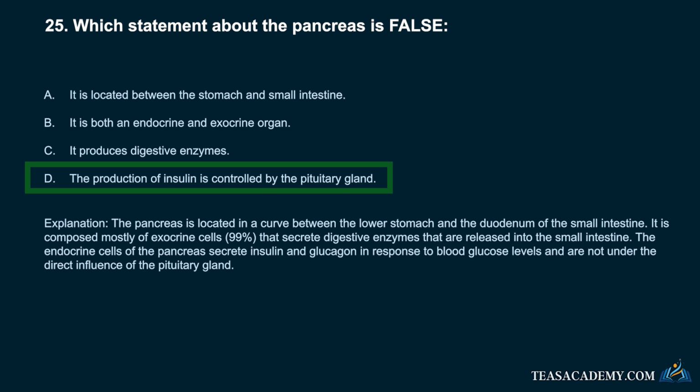The pancreas is located in a curve between the lower stomach and the duodenum of the small intestine. It is composed mostly of exocrine cells, 99%, that secrete digestive enzymes that are released into the small intestine. The endocrine cells of the pancreas secrete insulin and glucagon in response to blood glucose levels and are not under the direct influence of the pituitary gland.